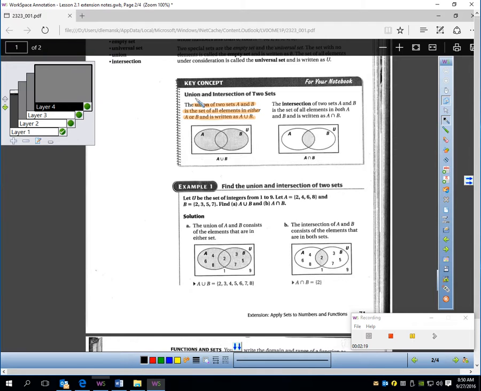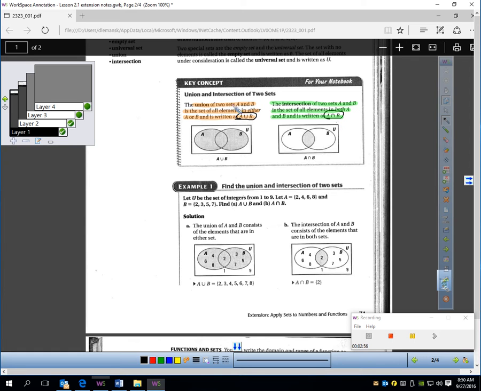Two other terms we have to know, union and intersection. The union of two sets is when we combine all the elements of each set together, and it's written in this manner, A union B. This little U stands for union. The intersection of two sets is the set of all elements that are part of both sets at the same time, and you notice the symbol for intersection is an upside down U.